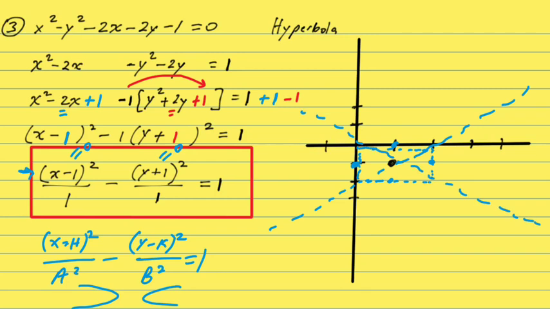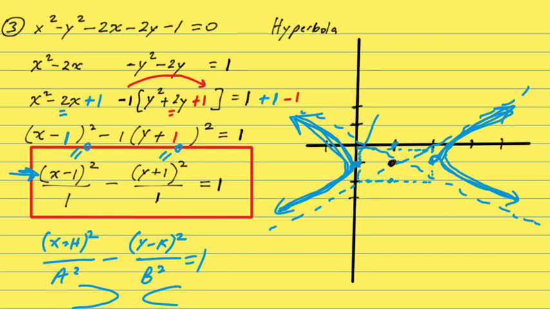Now, because the x is first and positive, it opens around the x-axis. So here's what the graph looks like on the left, and here's what it would look like on the right. Now, what are my vertices? Would that be a vertex at 0, negative 1? And that vertex would be at 2, negative 1, I think, right?